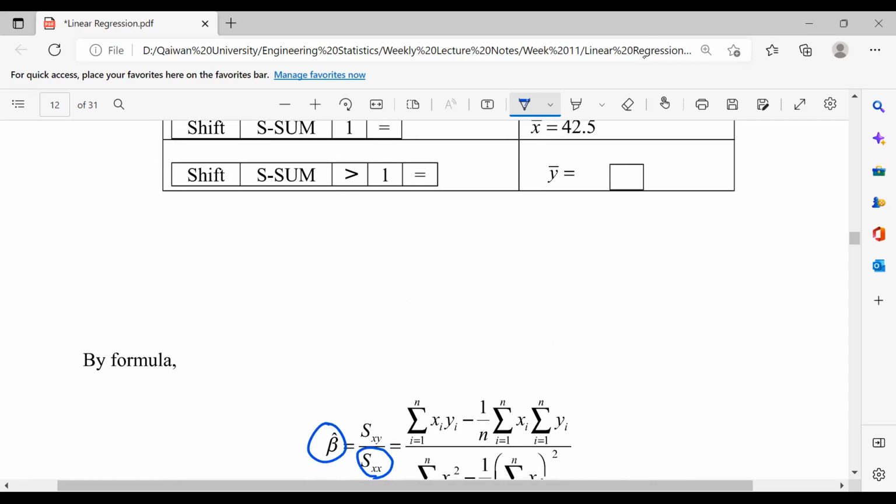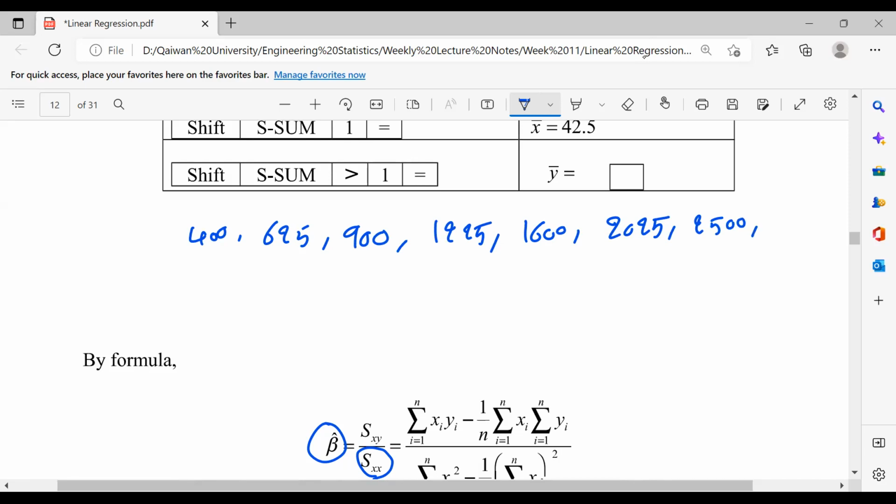So the square of those elements is 400, and 25 squared is 625. 30 squared is 900, and 35 squared is 1225. 40 squared is 1600. 45 squared is 2025. Then 50 squared is 2500. And 55 squared is 3025, and so on. Okay, we find these all squared.